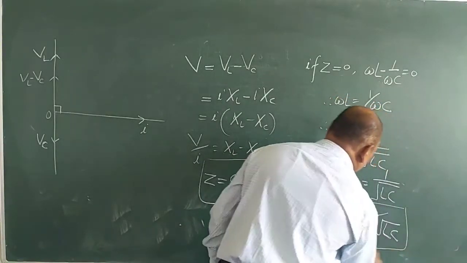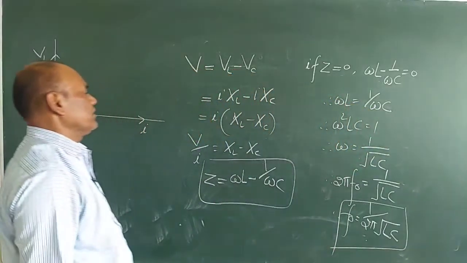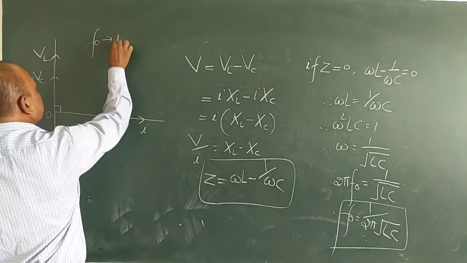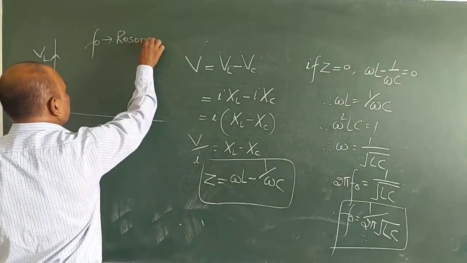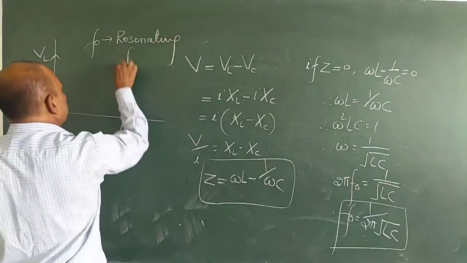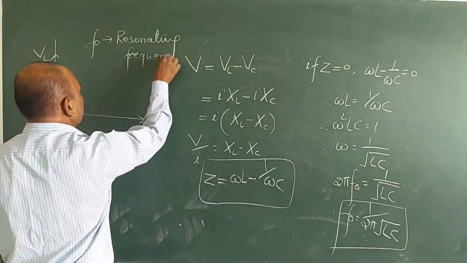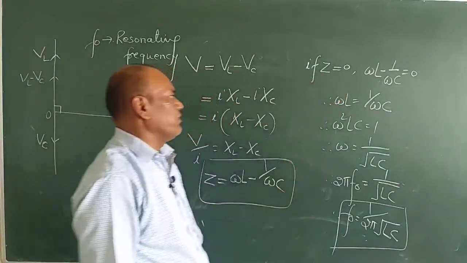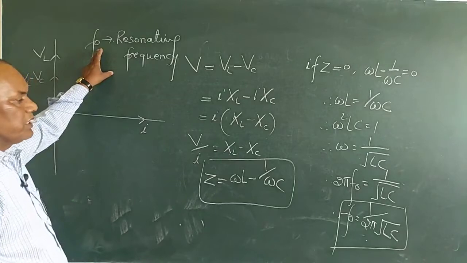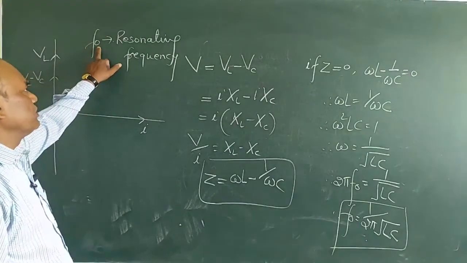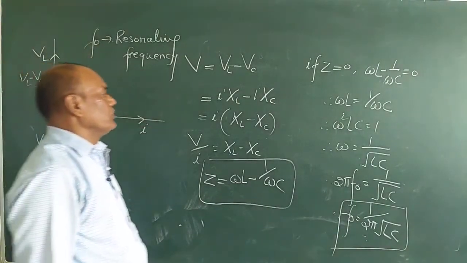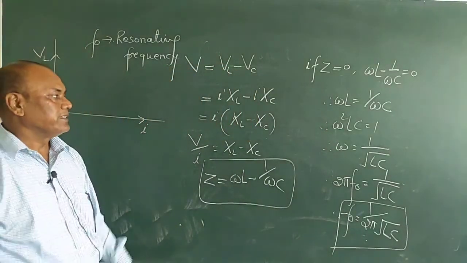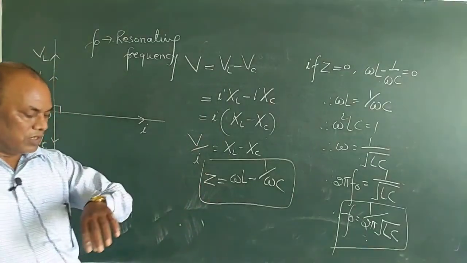This is a very special frequency in the case of the LC circuit. This frequency is known as the resonating frequency. So if Z becomes 0 in the case of the LC circuit, then a very special frequency comes out, that is called the resonating frequency. So this is the condition for the resonating frequency to be obtained in the case of the LC circuit. Okay, that's over. Thank you.